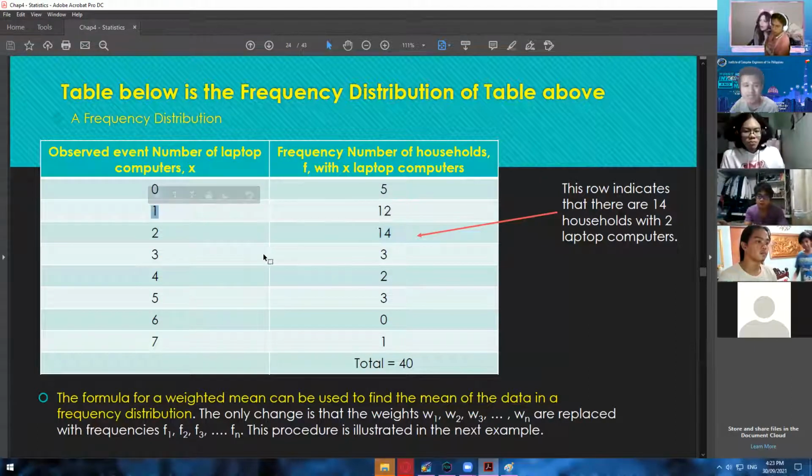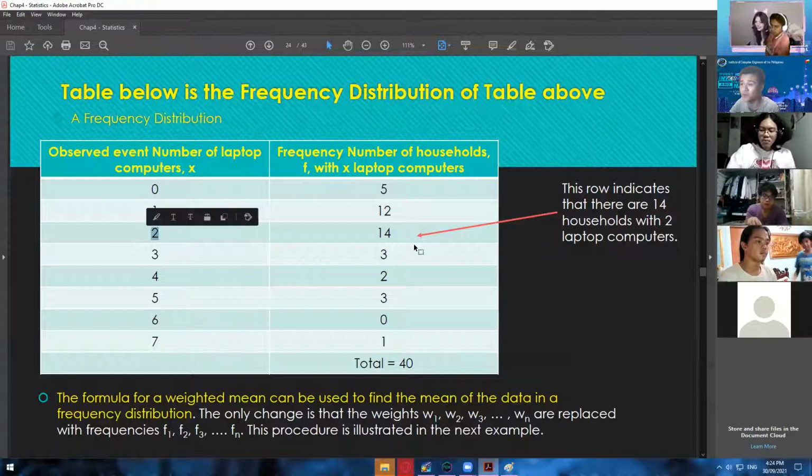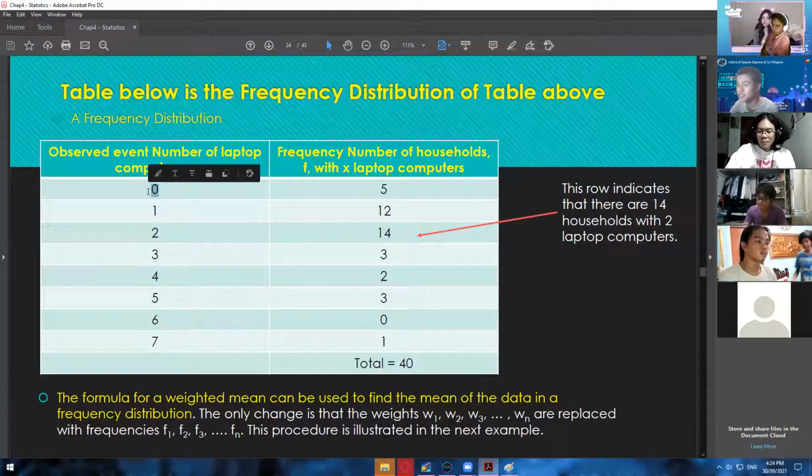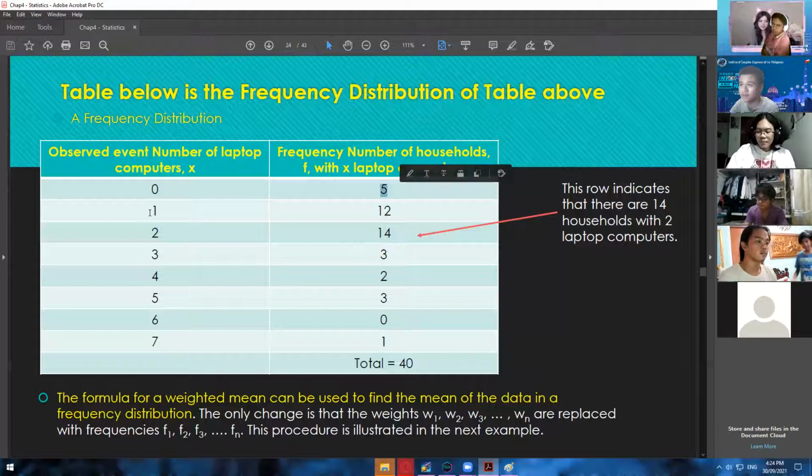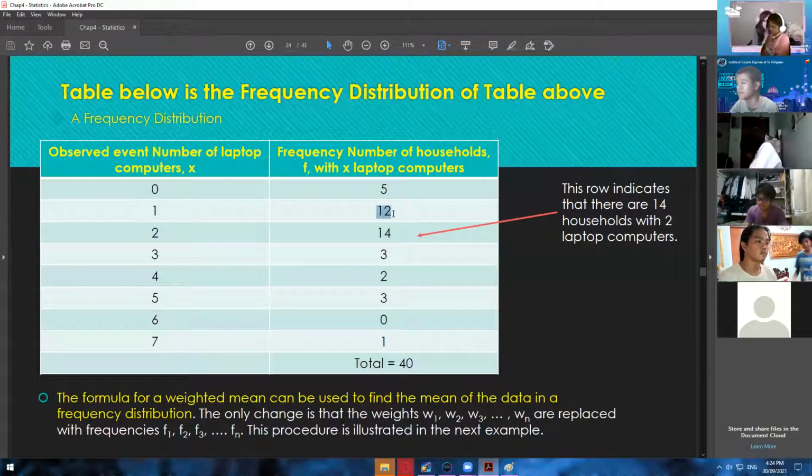Okay, so my answer is incorrect. See, the mode in here is not 1, but 2, because 2 appeared more than the 1. So for 0 computers, we have 5 households. For 1 computer, we have 12 households. And then we have 14 for 2, 3 for 3, 2 for 4, and so on and so forth.